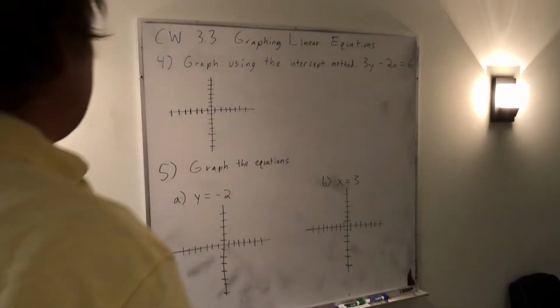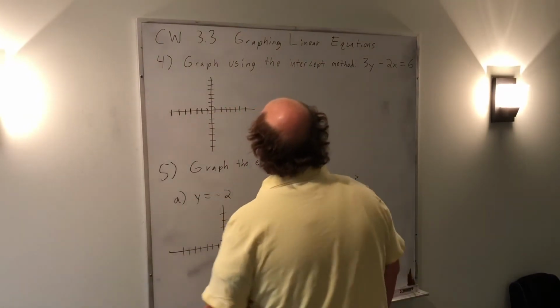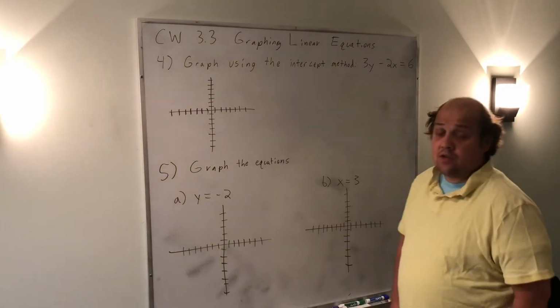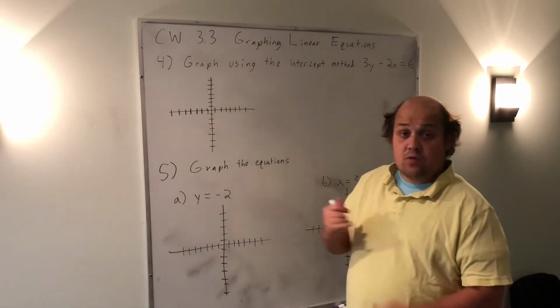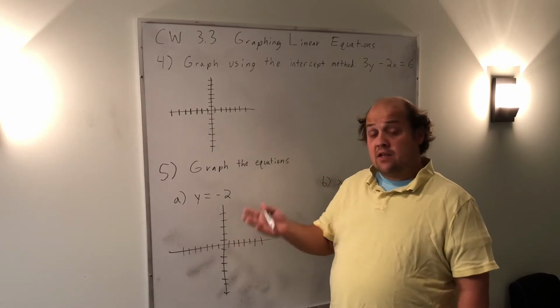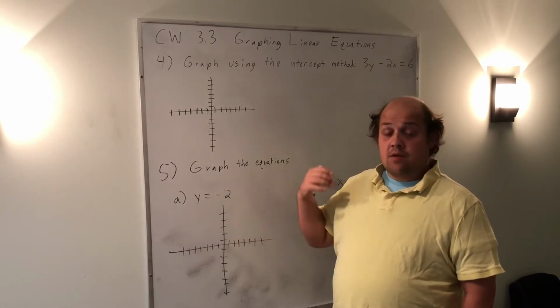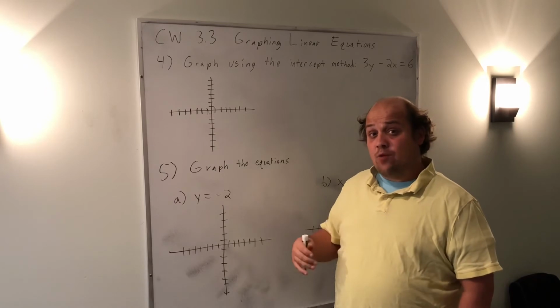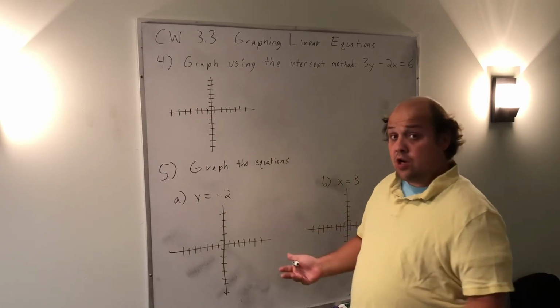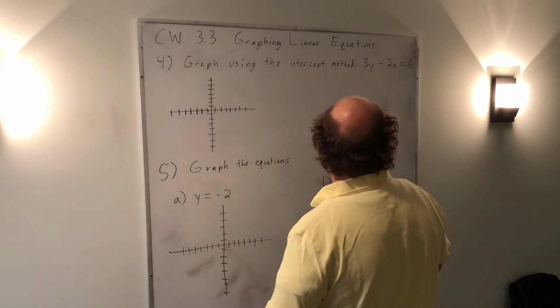Second half of this classwork has us graphing using the intercept method. What the intercept method says to do is to plug in 0 for x to find what the y-intercept is, plug in 0 for y to find what the x-intercept is. So we're going to do that, which is going to give us 2 points.